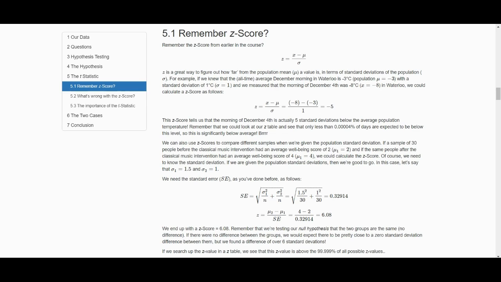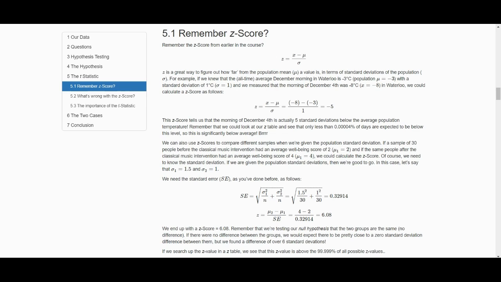Remember that we could look at our z-table at a 0.05 significance, and see that less than 0.00004% of days are expected to be below this level. So -5 standard deviations below the mean is significantly below average given our standard deviation. That's pretty cold.